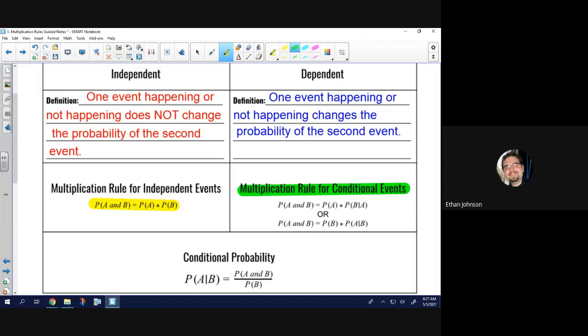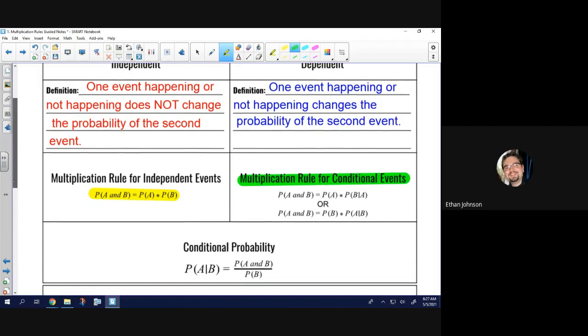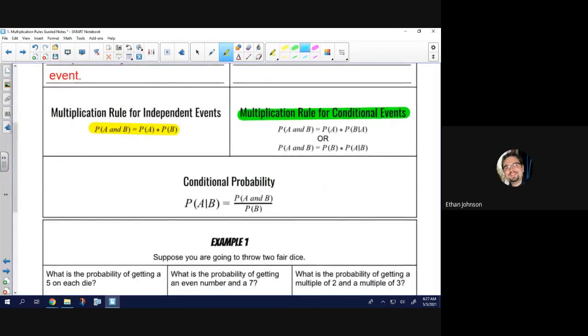And the probability to find an AND where one of them is a conditional is literally the same thing. We're still multiplying. However, I do want to point out this right here is how we know it's conditional. Probability of event A and then that vertical line, B. That vertical line is pronounced given. So if we read that, it literally says probability of event A given B.